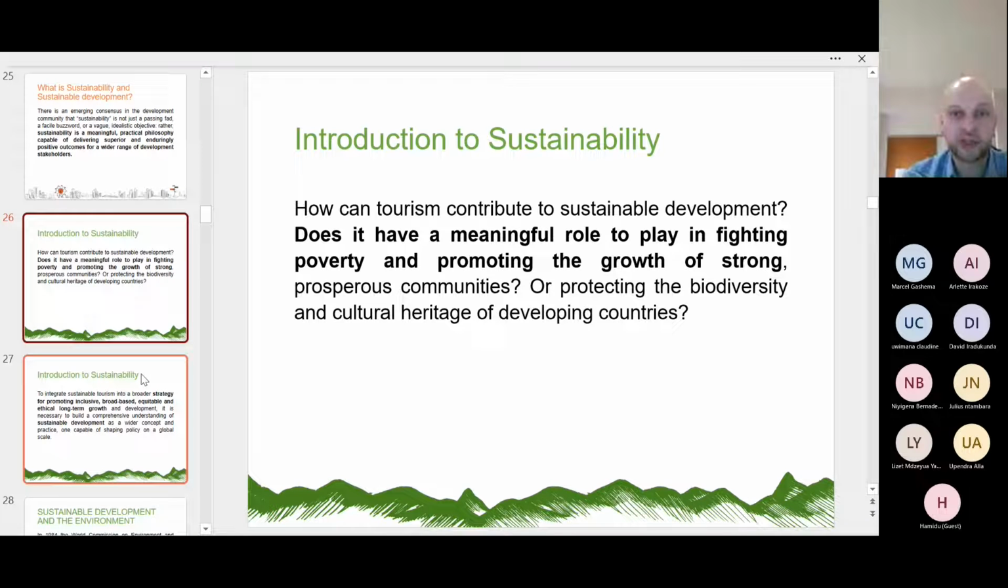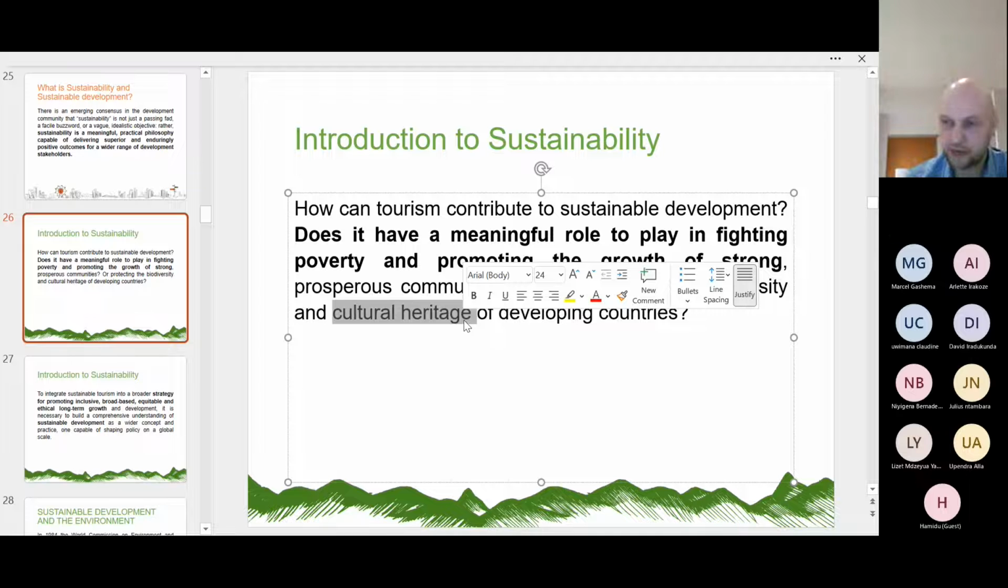So how can tourism contribute to sustainable development? Does it have a meaningful role to play in fighting poverty and promoting the growth of strong, prosperous communities? These are the positive aspects of tourism. So how exactly can sustainability and sustainable development help? For protecting the biodiversity and cultural heritage of developing countries.